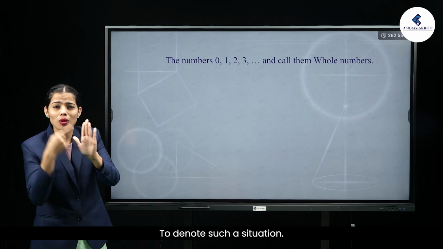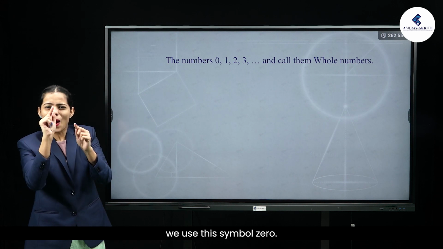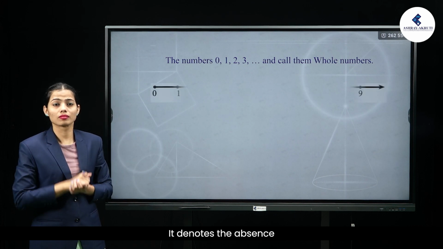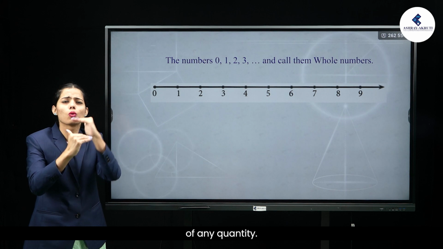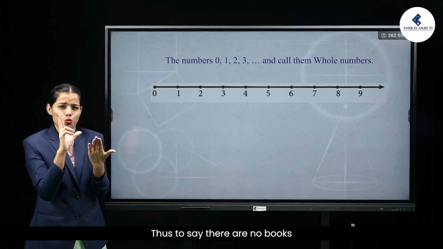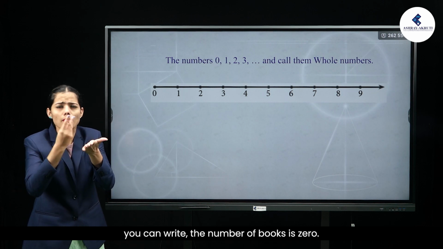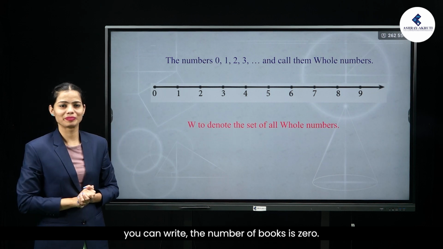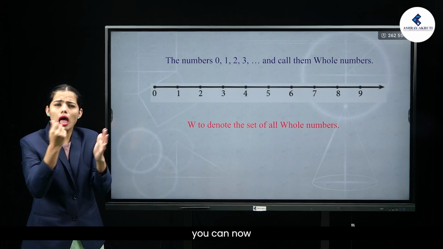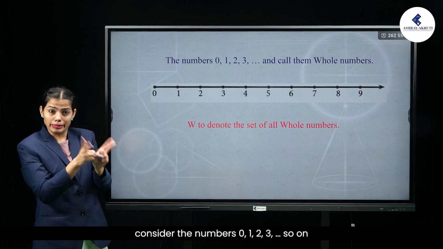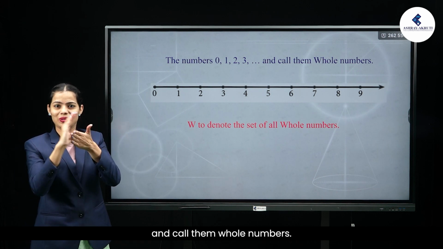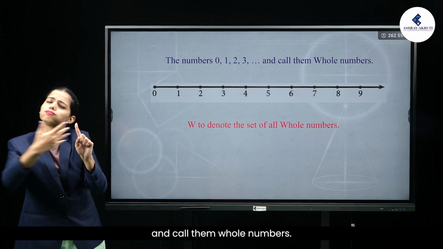To denote such a situation, we use the symbol 0. It denotes the absence of any quantity. Thus, to say there are no books, you can write the number of books is 0. Including 0 as a digit, you can now consider the numbers 0, 1, 2, 3 and so on and call them whole numbers.